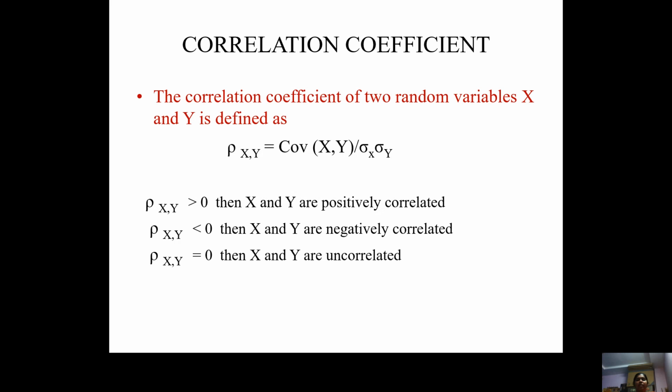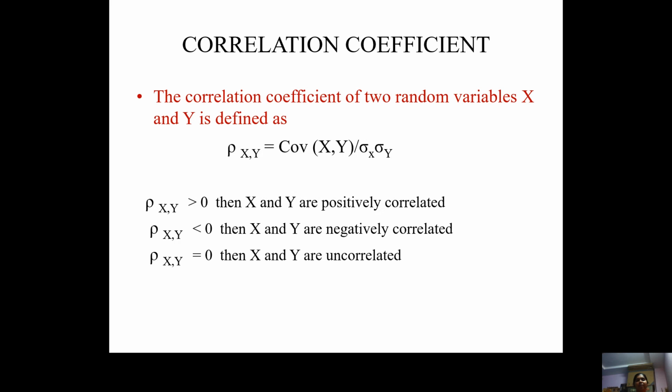Next, coming to the correlation coefficient. The correlation coefficient of two random variables is generally defined as the ratio of the covariance to the product of their standard deviations. So rho xy equals covariance of x comma y divided by sigma x into sigma y, the product of these two standard deviations.